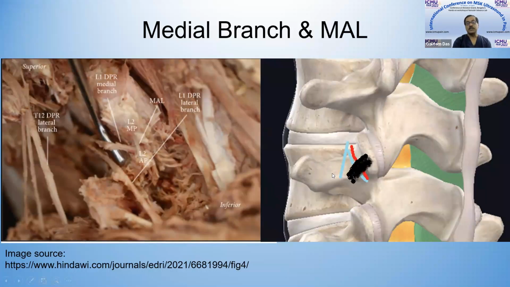This is your transverse process. This is your superior process, through which the medial branch comes, and it accompanies an artery, and it is under the mammillo-accessory ligament. So this is your mammillary process. This is your accessory process. So this black is your mammillary-accessory ligament, and the nerve runs behind this. I'll be showing today that if you see this artery, then it becomes very easy to block the medial branch in this view.